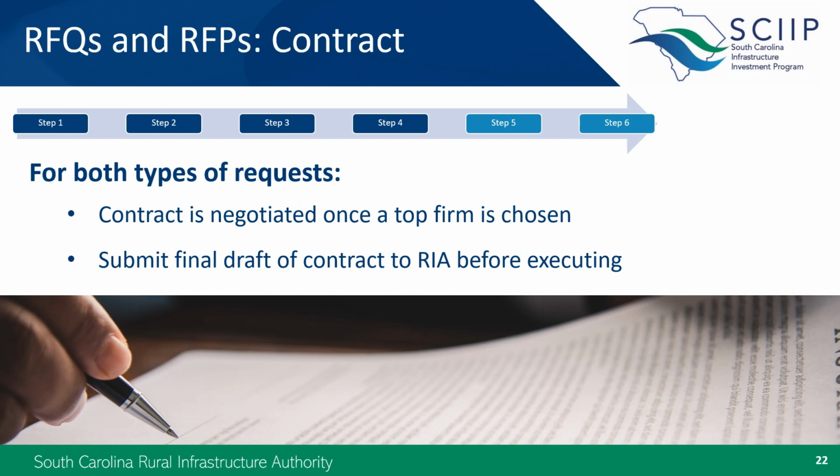When ranking is complete, all proposers should be informed and any protest should be handled based on established procedures. You then negotiate a contract with the top firm or continue down the list if you can't come to an agreement. Once a contract is negotiated and both parties have agreed to the language, but before it's executed, you submit it to us for review.